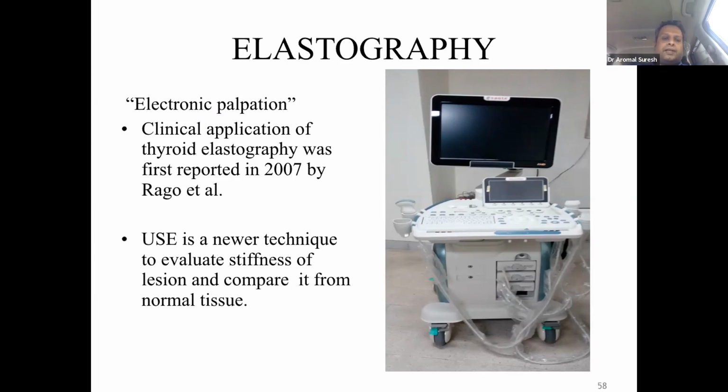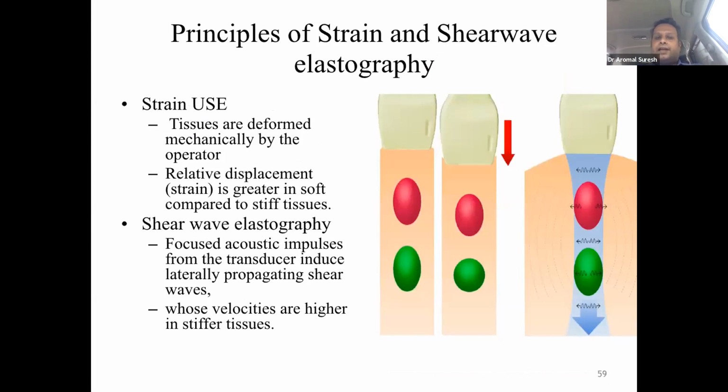Elastography was started by Rago et al. in 2007. It has two components: one is strain elastography, and the other is shear wave elastography. In strain elastography, you mechanically deform the tissues using the probe. There will be a relative displacement of the tissue, harder tissue compared to softer tissue. That way you can make out between softer and harder, stiffer tissue.